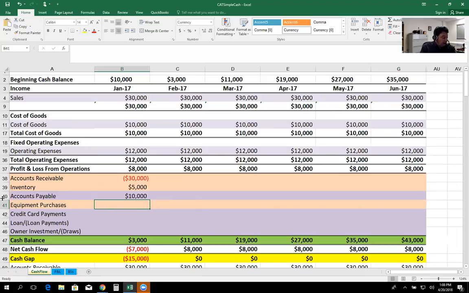So if I lost $15,000, how come I still have a $3,000 cash balance negative? Well, it's because I started out with $10,000 in the bank. So my total net cash flow was $7,000. I lost $15,000 in my cash gap, but I gained back $8,000 of that in profit from my operation. So basically I have to wait for my profit. But as long as this number's in the green, I'm okay.